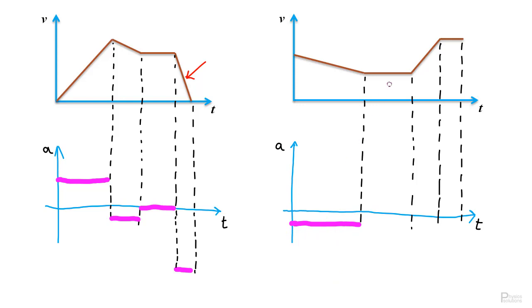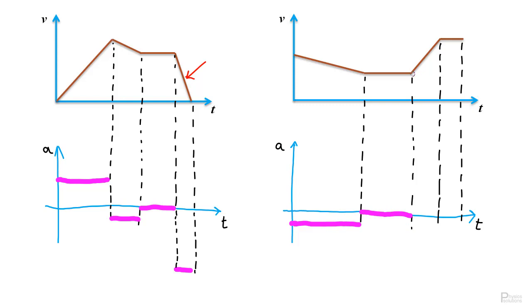Great, let's move on. After reaching that velocity, the object continues moving for some time, keeping that velocity constant. Since acceleration means change of velocity, if the velocity doesn't change, then there is no acceleration at all. So the acceleration will be 0. Again, since the line is straight, the acceleration will be constant. So the same value will be maintained in all these segments.